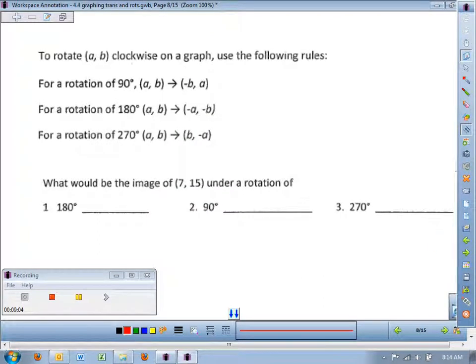Now, rotation. First I have a typo. This should be counterclockwise, so cross that out, and it's counterclockwise. To rotate any point A, B, or X, Y, whatever you want to call it, counterclockwise on a graph, counterclockwise is positive, correct. We're only going to rotate 3 ways: either 90 degrees, 180 degrees, or 270 degrees. 90 degrees is a quarter turn, 180 degrees is a half turn, 270 degrees is 3/4 of a turn. So here are our rules.